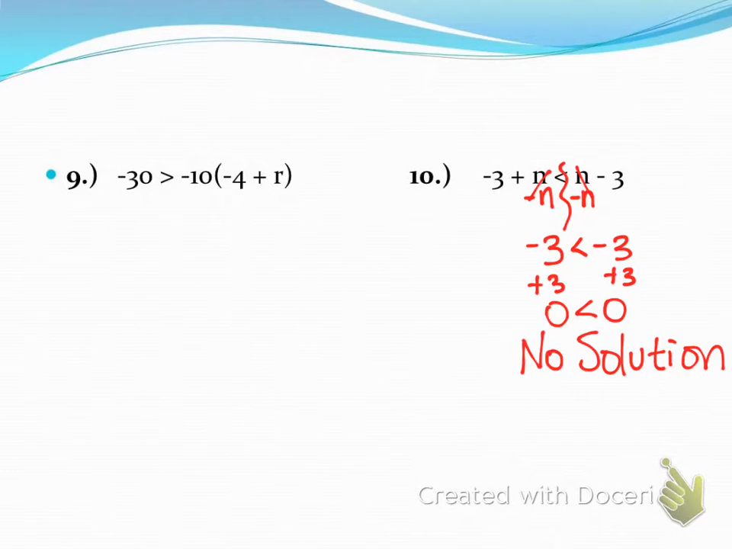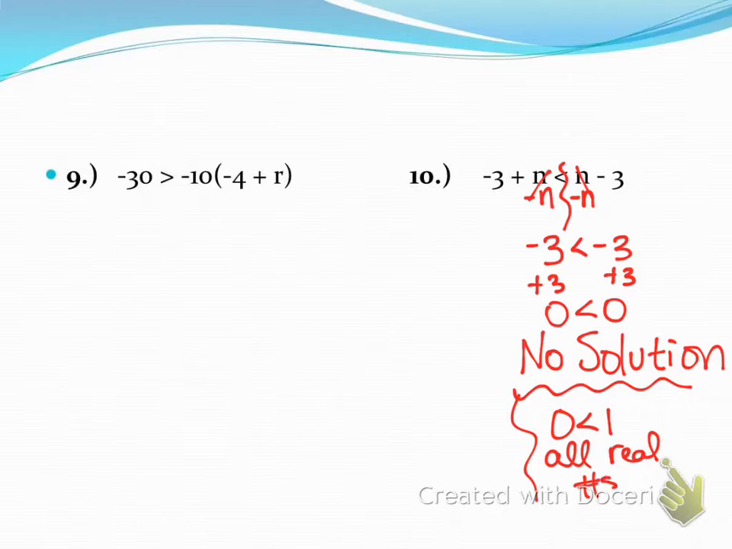If you end up with a true statement, this is totally separate. If you end up with a true statement, like 0 is less than 1, that's when it would be all real numbers. If you end up with a true statement, it's all real numbers. If you end up with a false statement, there's no solution when your variable goes away completely.